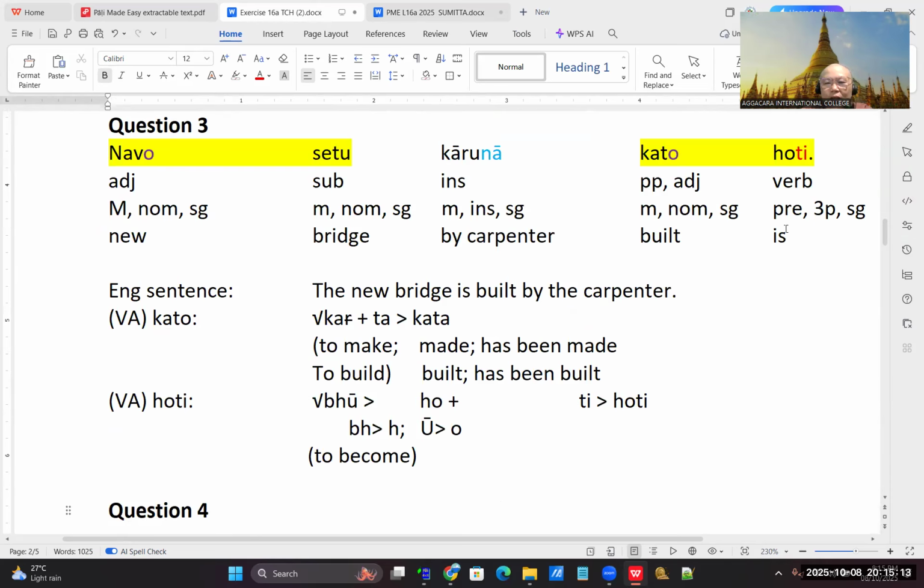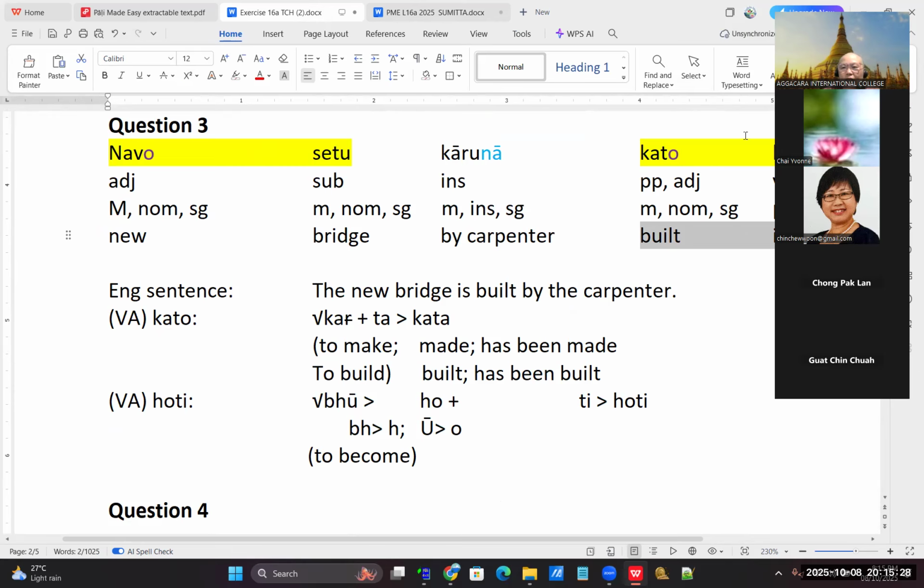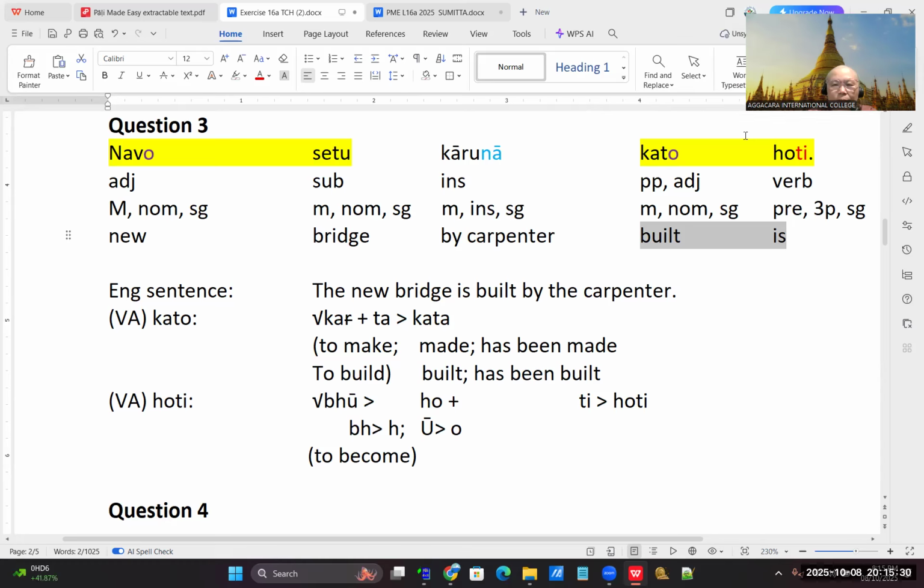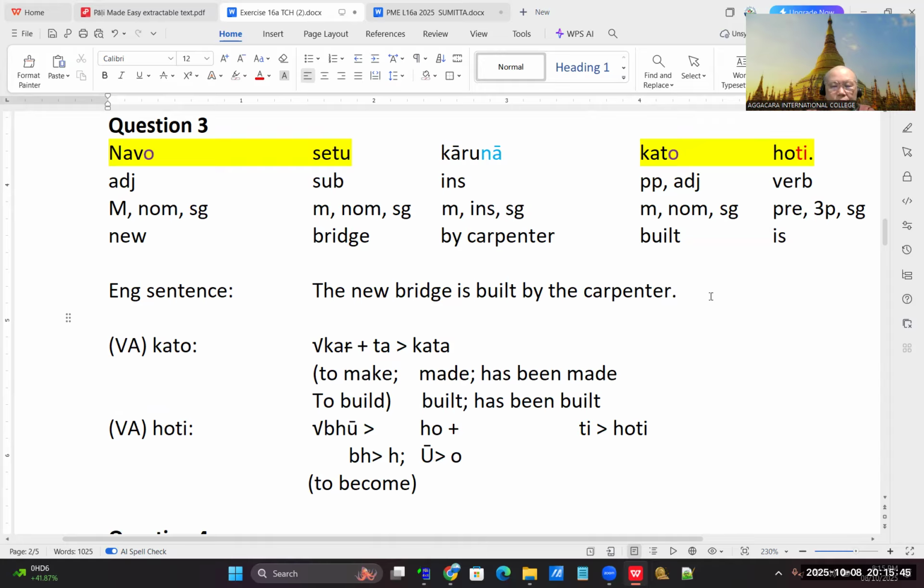If you put is built, you look at these two like this: the new bridge is built by the carpenter. So these two are like a passive sentence already. Yes, it's passive by the carpenter. But if you put the words is built by the carpenter, it's actually not built, it's has been built. Has been built and is built are the same thing, right?